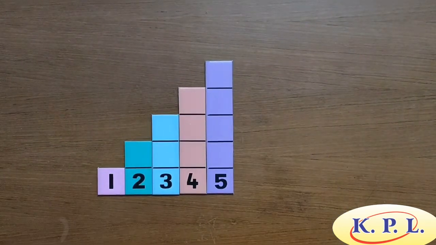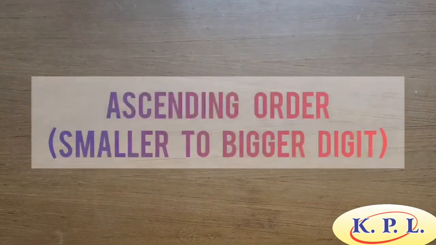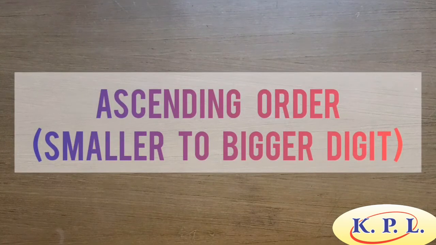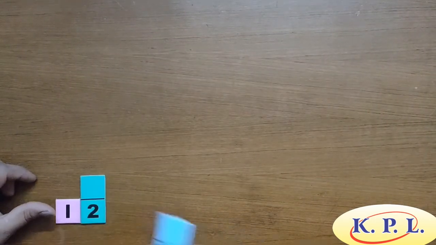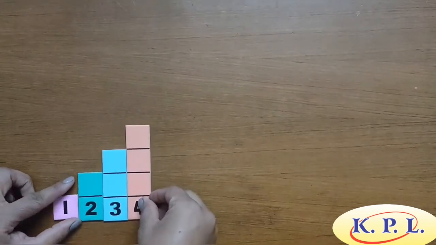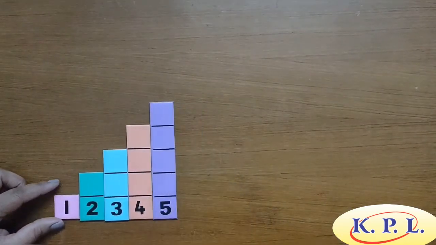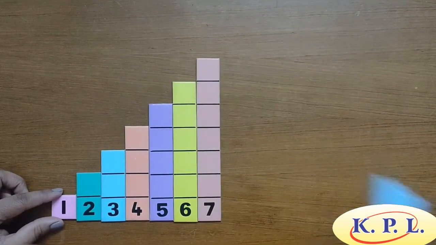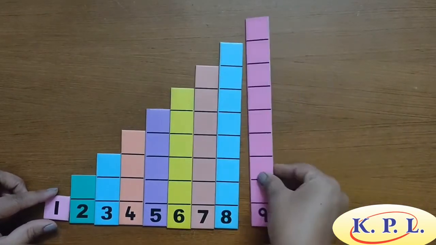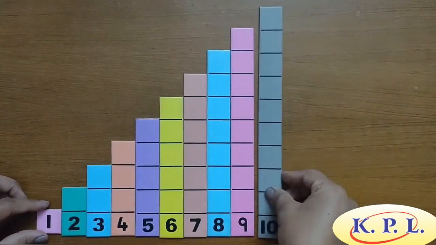The digits are mentioned on the steps to help the child recognize the number. With the help of this kit, the child can learn counting from 1 to 10. Let us arrange these steps in ascending order, that is smaller to bigger digits. 1, 2, 3, 4, 5, 6, 7, 8, 9 and 10. The child learns forward counting from 1 to 10.